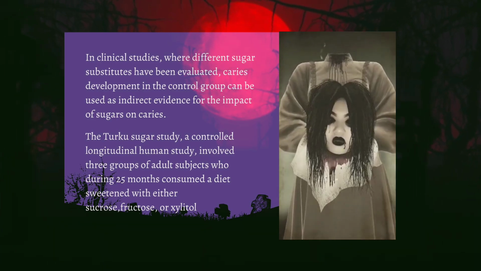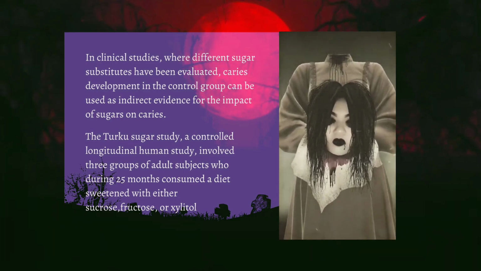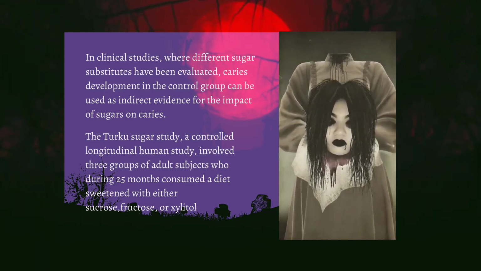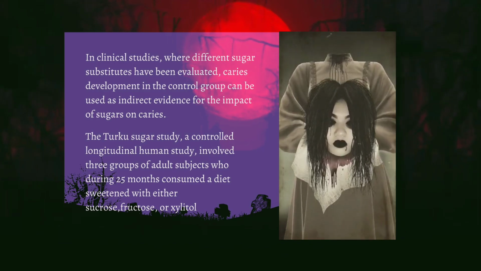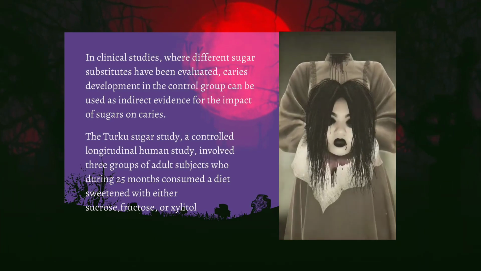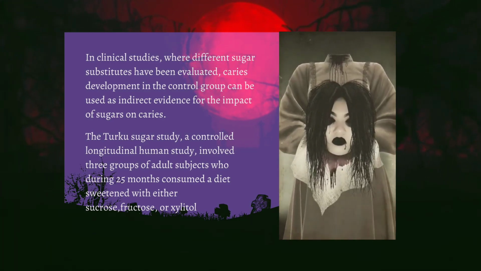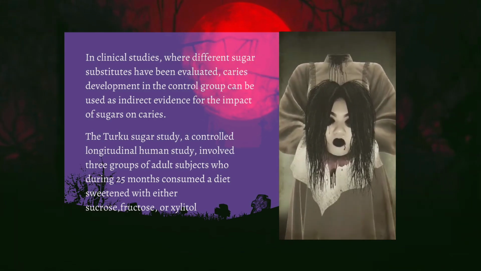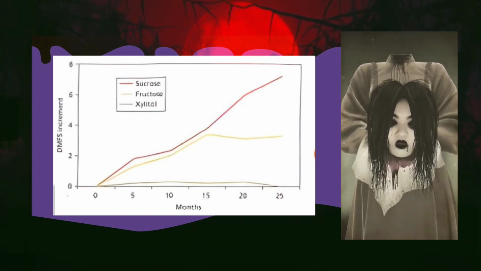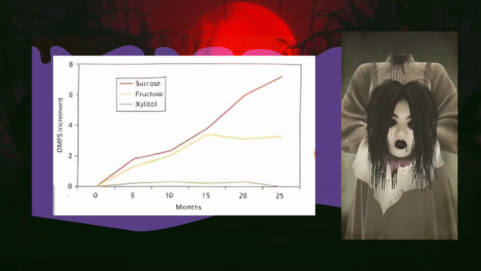In clinical studies where different sugar substitutes have been evaluated, caries development in the control group can be used as indirect evidence for the impact of sugars on caries. The Turkish sugar study, a controlled longitudinal human study, involved 3 groups of adult subjects who during 25 months consumed a diet sweetened with either sucrose, fructose, or xylitol. An 85% reduction in caries increment was found for the individuals in the xylitol group and a 30% reduction for the fructose group compared with the sucrose group.